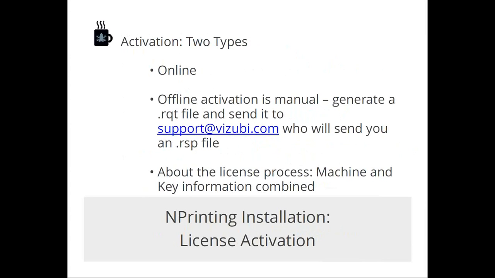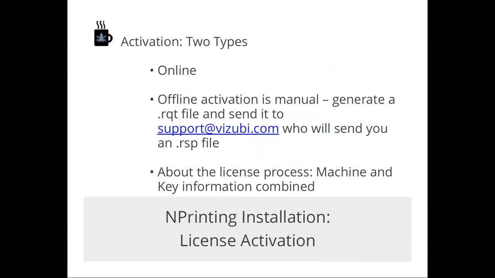There's online, and that's simply if you can get to the internet from your NPrinting client or server, you can perform an online activation, which means you enter the key, press OK, and the activation process is automatically done, and you're ready to roll with your NPrinting client development and server automation.